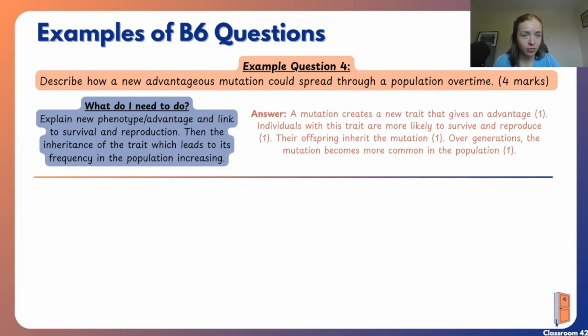Their offspring inherit the mutation. Over generations, the mutation becomes more common in the population. And this is very common with describe questions. Often you're really aiming for 1 mark per sentence, 1 mark per description.